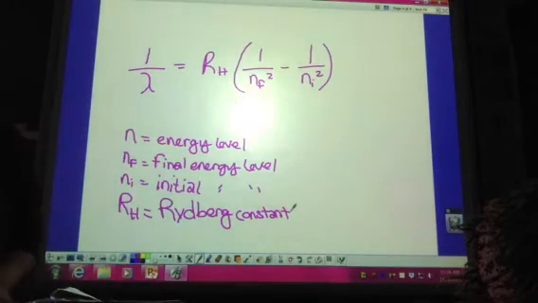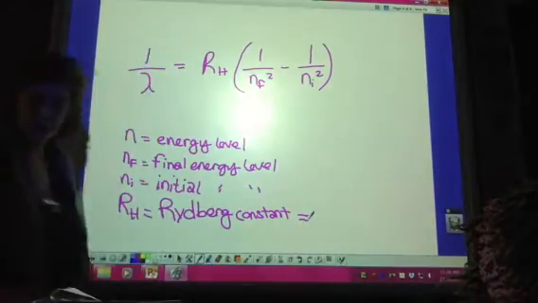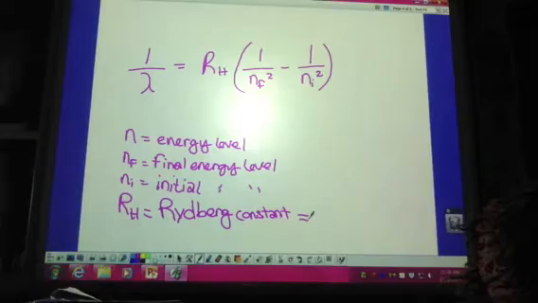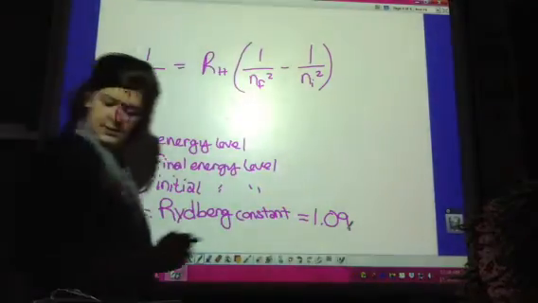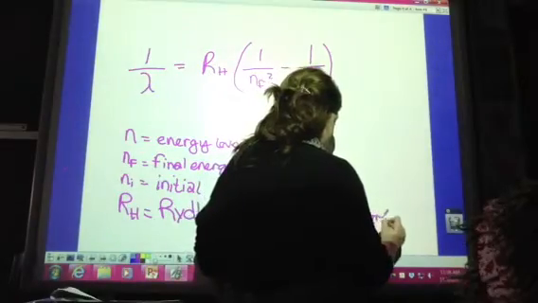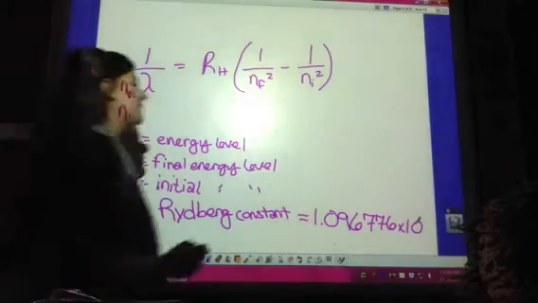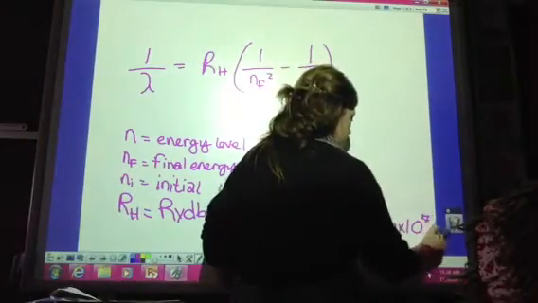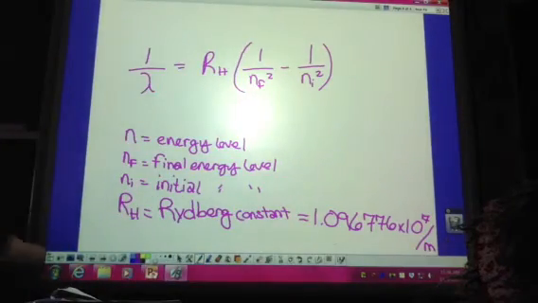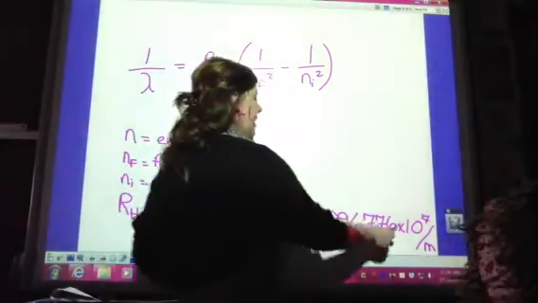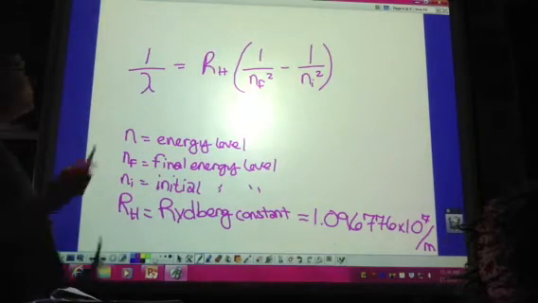Rydberg constant. That constant has a specific value, and I'm going to need you to write that value down for me. It is 1.096776 times 10 to the 7th per meter. So Rydberg constant, RH, is 1.096776 times 10 to the 7th per meter.